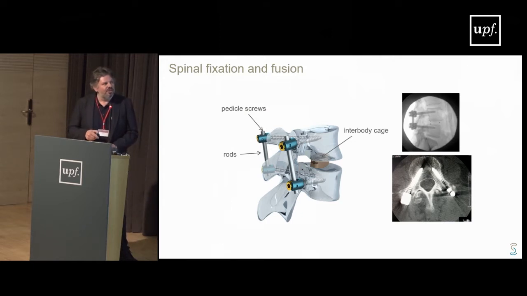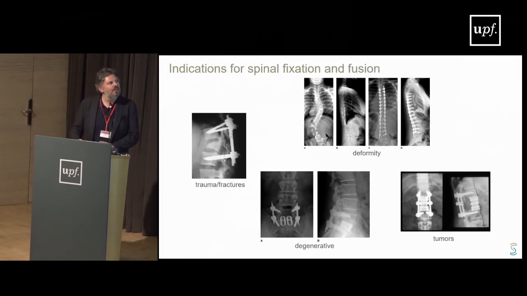We also use cages. These cages can be filled with bone chips or with other materials, and they favor the growth of bone from one side to the other, so that this becomes a single block of bone. Spinal fixation and fusion can be used for the different pathologies. You see an example here for trauma. This vertebra is broken, and we have a bridge fixation across the vertebra. That's a degenerative case. You see that the disc was removed, replaced with these cages, and then we have a fixation across the level. In the case of a tumor, a vertebra was completely removed, replaced with a long cage, and then fixation.